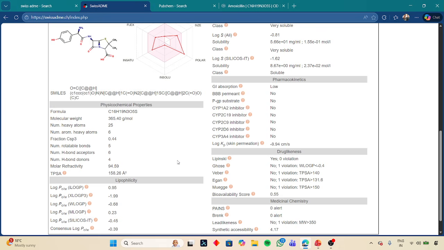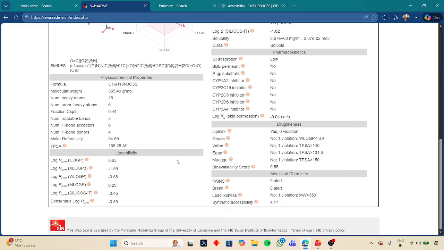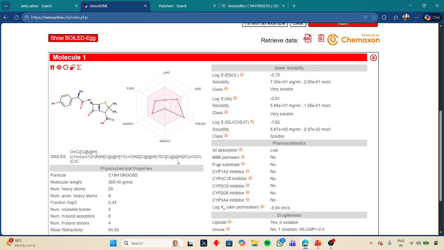All these tools are only for educational purposes and awareness. These AI tools are accurate, but you cannot blindly use them for your analysis. So this is all about your SwissADME, which is also widely used.